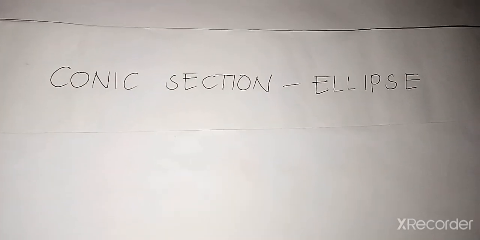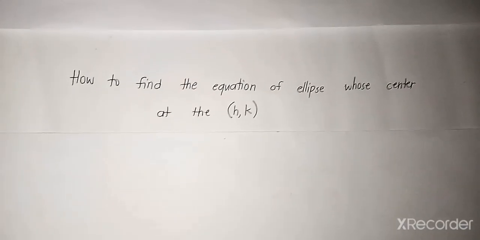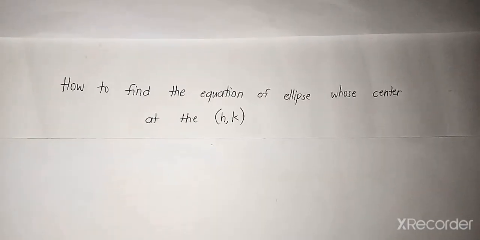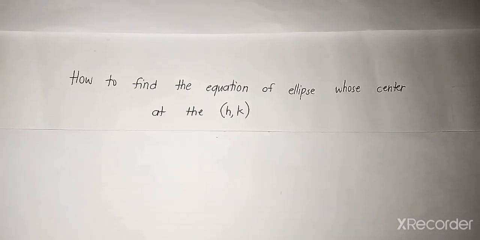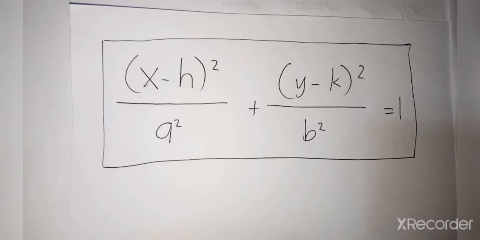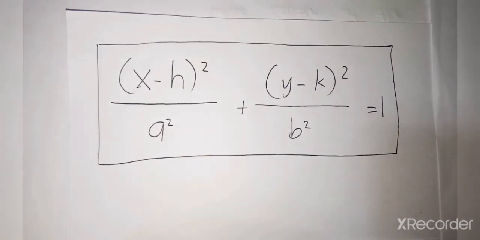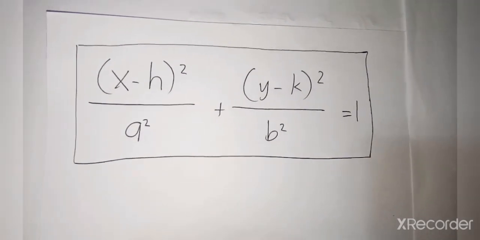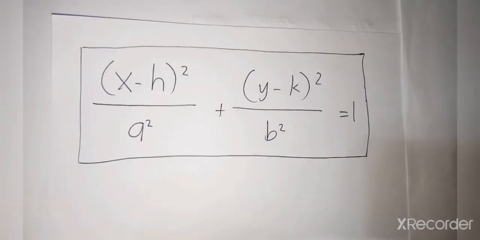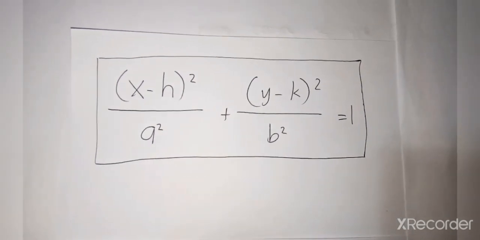Good day, everyone. Our topic for now is about the conic section ellipse, where we will discuss how to find the equation of an ellipse whose center is at (h, k). Now, there are two equations of an ellipse whose center is at h and k. First is the quantity of x minus h squared over a squared plus the quantity of y minus k squared over b squared is equal to 1.